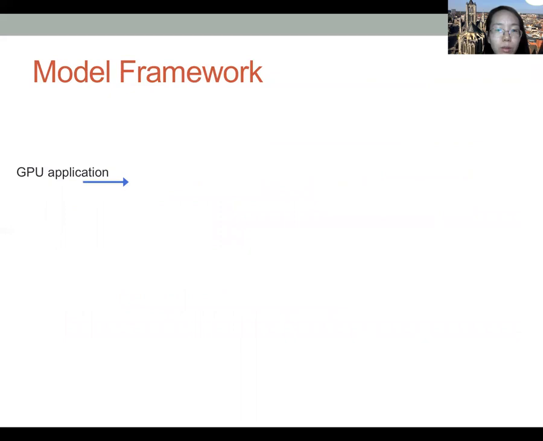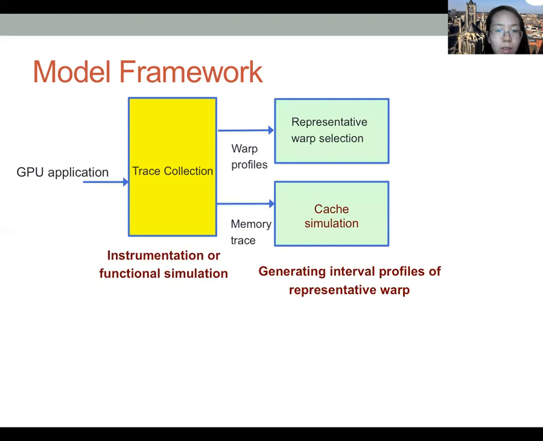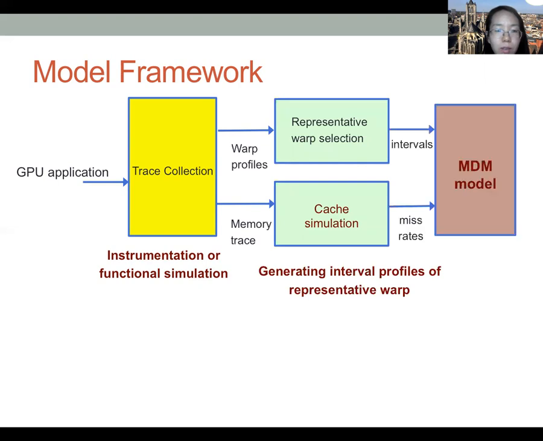Now, we introduce the model framework. The first task is to collect traces, which can be accomplished through instrumentation or through functional simulation. Next, we use the instruction traces to create interval profiles for all warps and select a representative warp as the input of the performance model. At the same time, we feed the memory traces into a cache simulator to obtain the miss rate. Finally, we provide the intervals and miss rates to the performance model and predict the overall performance.